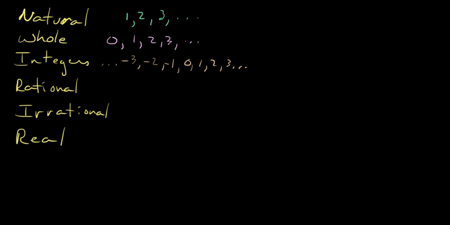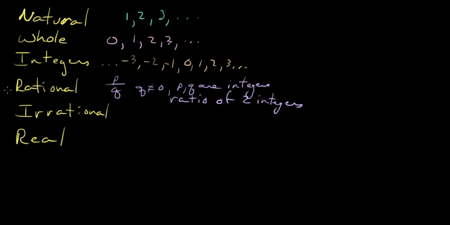Rational number. We have a little bit different situation here. P over Q, where Q does not equal 0, and P and Q are integers. In other words, if it can be expressed as the ratio of two integers. And yes, some of you may have figured out that's where the word rational comes from. It can be expressed as a ratio of two integers.